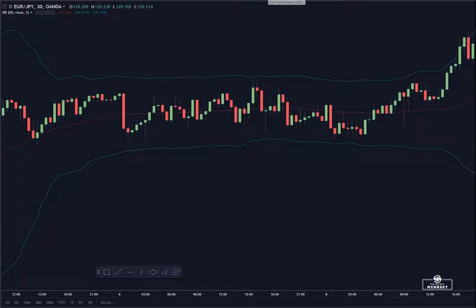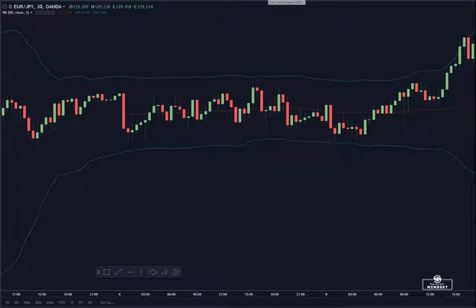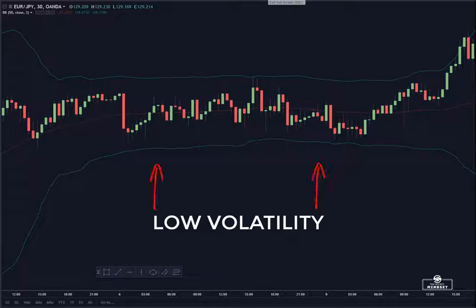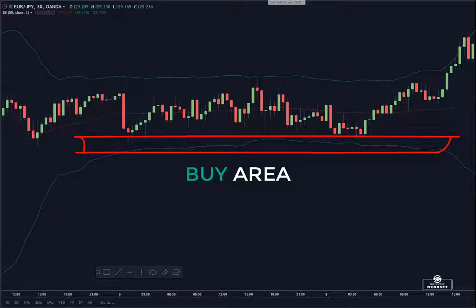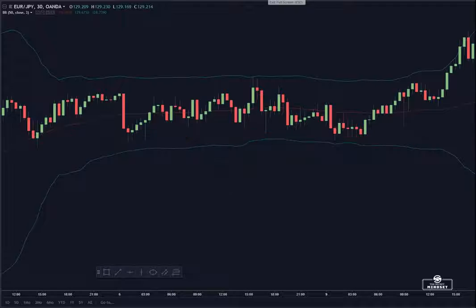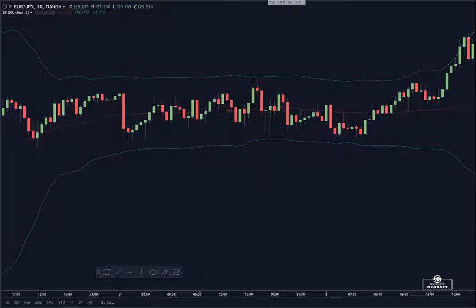Here is the same pattern on the Euro JPY. Once we see the Bollinger Bands parallel one to each other, we have our range and we start looking for entries at the lower and the upper Bollinger Bands. As this pattern involves a lower volatility, you just buy when the Euro JPY tests the low end of its range, and you sell when the currency pair tests the high of the range and the upper Bollinger Band.